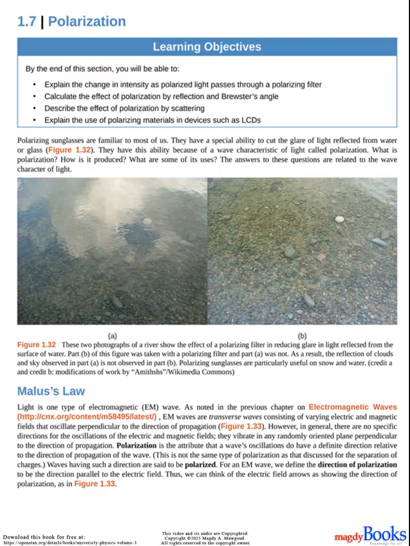Figure 1.32. These two photographs of a river show the effect of a polarizing filter in reducing glare in light reflected from the surface of water. Part B of this figure was taken with a polarizing filter and Part A was not. As a result, the reflection of clouds and sky observed in Part A is not observed in Part B. Polarizing sunglasses are particularly useful on snow and water. Credit A and Credit B: Modifications of work by Amithshas, Wikimedia Commons.